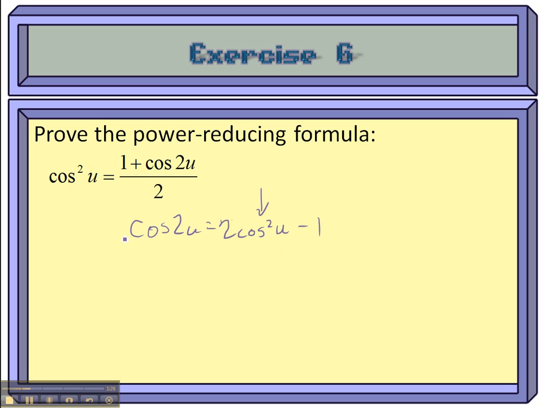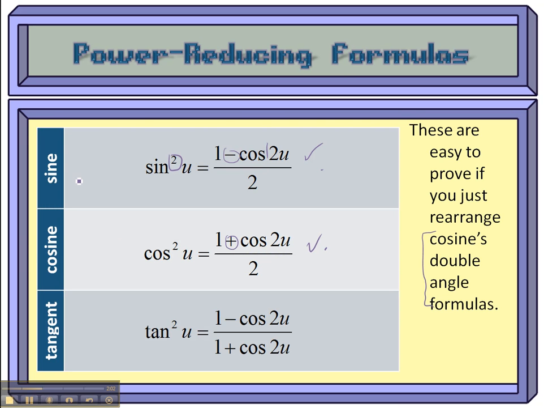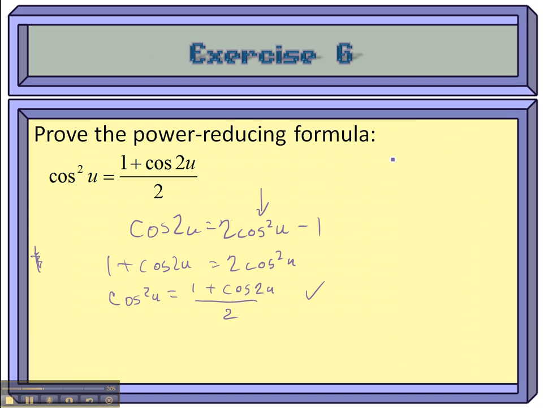So add over the 1, and I'm going to have 1 plus cosine 2u equals 2 cosine squared u. Now I just have to get rid of my 2 by dividing, and whenever I divide, I will have cosine squared u, just switching sides here, equals 1 plus cosine 2u all over 2. Check.